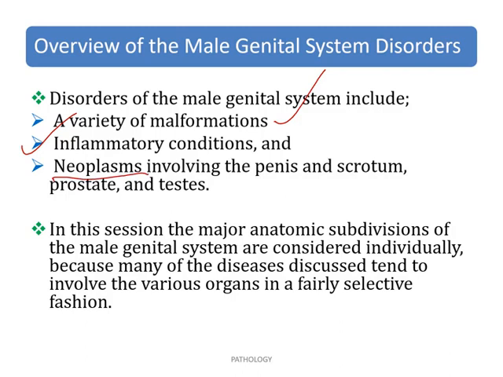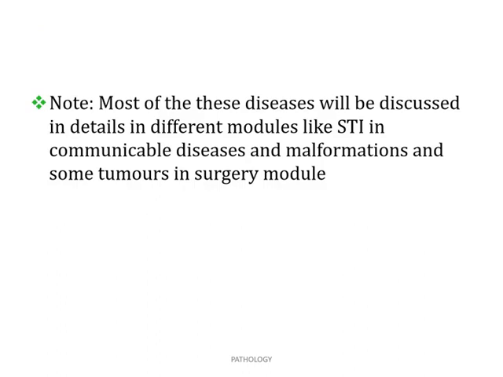Remember, pathology of male reproductive system are grouped into three categories. We have pathology due to congenital malformation. We have pathology due to inflammatory processes, including bacterial infection. We have pathology due to neoplasia. So, as I said, pathology affecting male reproductive system do affect them in a selective fashion. So, we are going to discuss this pathology in an individual organ.